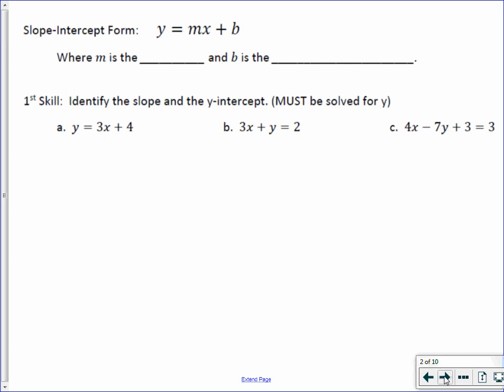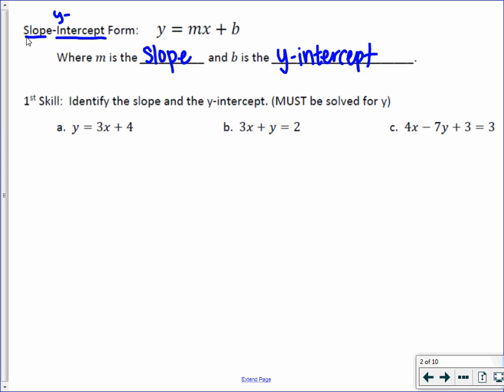Okay, so today we're going to talk about slope-intercept form. So far we've learned about point-slope form. Slope-intercept form is called slope-intercept because it gives us the slope and it gives us the y-intercept. So y = mx + b, where m is the slope and b is the y-intercept. All right, so our first skill, we have to identify what the slope is and what the y-intercept is from an equation.